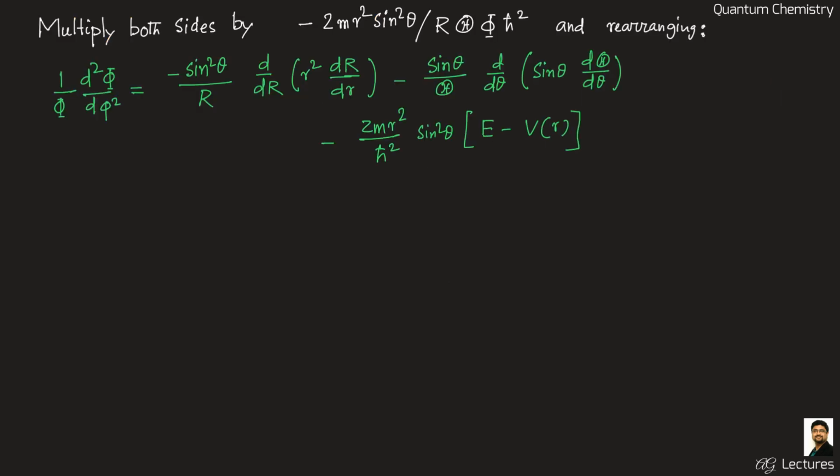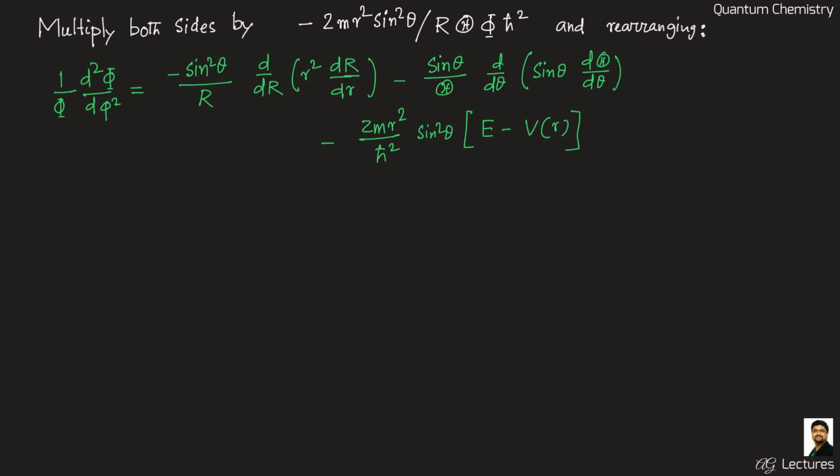Now, if I multiply both sides by minus 2m r squared sine square theta by R Theta Phi h cross square, then we rearrange the terms a little bit, we get something like this. Now here what we see is that the left hand side is a function of only phi, whereas on the right hand side the variable phi doesn't exist at all. So whenever you have situations like this, where the left hand side and the right hand side involve two different sets of variables, then the only solution to this situation is that both sides are equal to some constant.